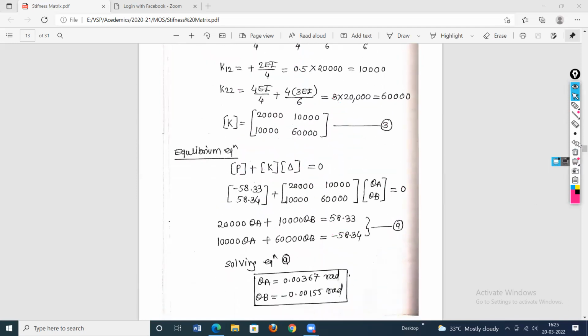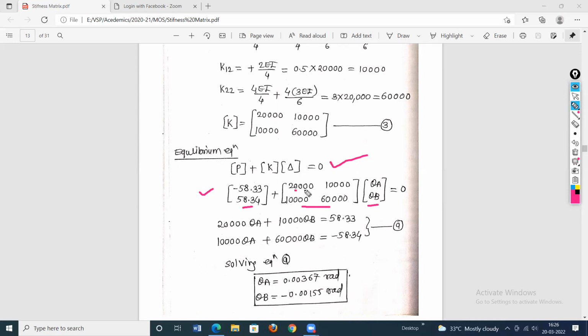Then we have generated the 3 matrices, then connect them by equilibrium equations. The equilibrium equation is P matrix plus K matrix into delta matrix equal to 0. So this is the load matrix from equation number 2, this is the stiffness matrix from equation number 3, and this is the displacement matrix from equation number 1. Then this equation is in matrix form. Then do the multiplication and generate the 2 simultaneous equations.